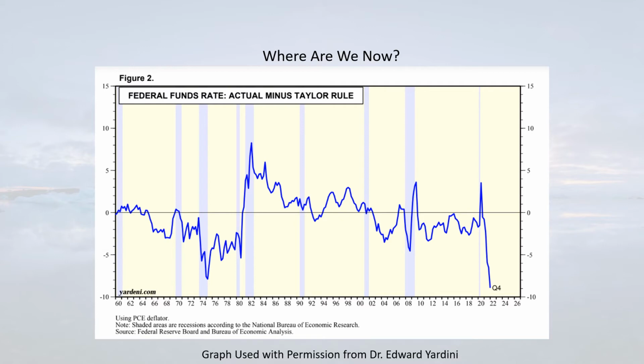This takes a look at the differential of what the actual Fed funds rates are versus what the Taylor rule would recommend that they be at. And you can see that we have a long ways to go. Historically speaking, we are the furthest off that we have been since 1960. So the Fed is clearly behind the curve, and we're at a very early stage in their interest rate rise cycle.